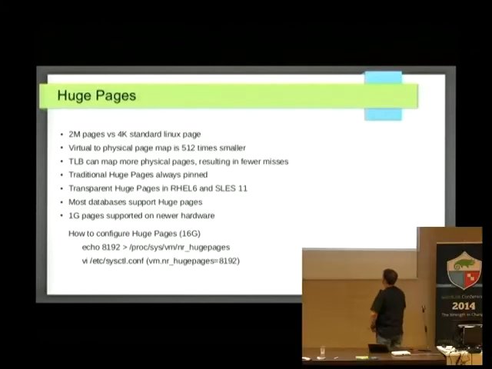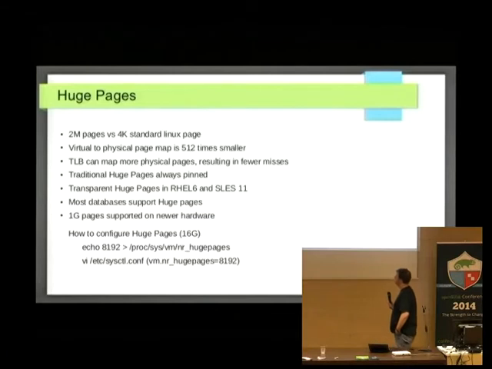Then huge pages. 2 meg pages versus 4K standard Linux pages. Virtual to physical page map is 512 times smaller. TLB can map more physical pages, resulting in fewer misses. Traditional huge pages are always pinned. Transparent huge pages are available in Red Hat Enterprise Linux 6 and SLES 11, as in openSUSE 12. Most databases support huge pages. If you install Oracle database, it will always say that you must enable huge pages. 1 gig page is supported on newer hardware.